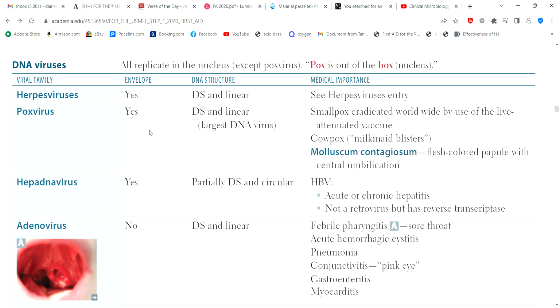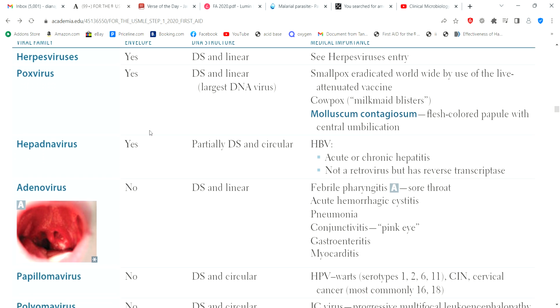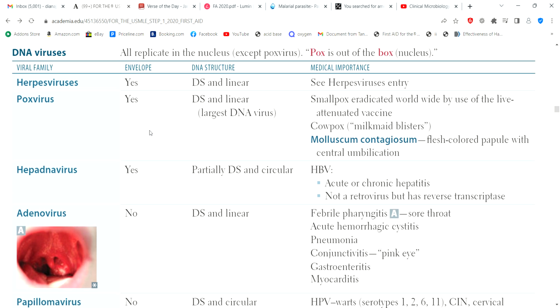So herpesvirus is enveloped, double-stranded and linear, and medically important. Pox virus is also enveloped, but it doesn't replicate in the nucleus. It's double-stranded, linear, and the largest DNA virus. It causes smallpox, which is eradicated worldwide by the use of a live attenuated vaccine.